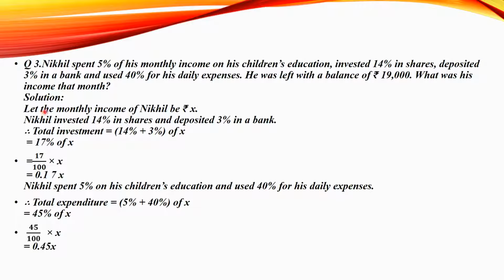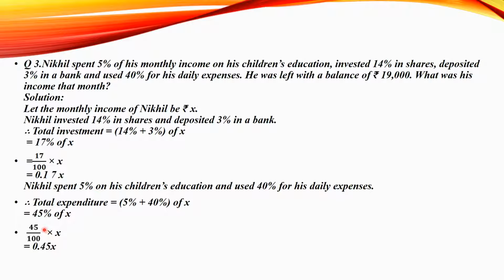Let us consider the monthly income of Nikhil be rupees X. Here, Nikhil invested 14% in shares and deposited 3% in bank. So, total investment is 14% plus 3% of X. That is 17% of X. So, 17 upon 100 multiplied by X, that is 0.17X. Nikhil spent 5% on his children's education and used 40% for his daily expense. So, total expenditure is 5% plus 40% of X. That is 45% of X.